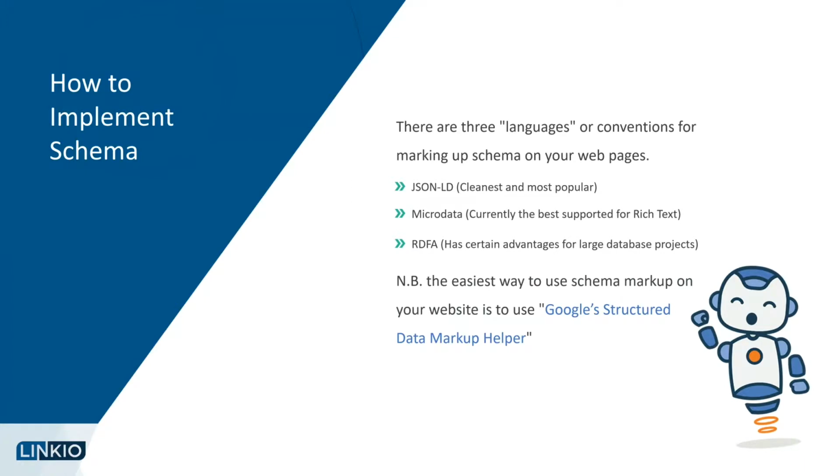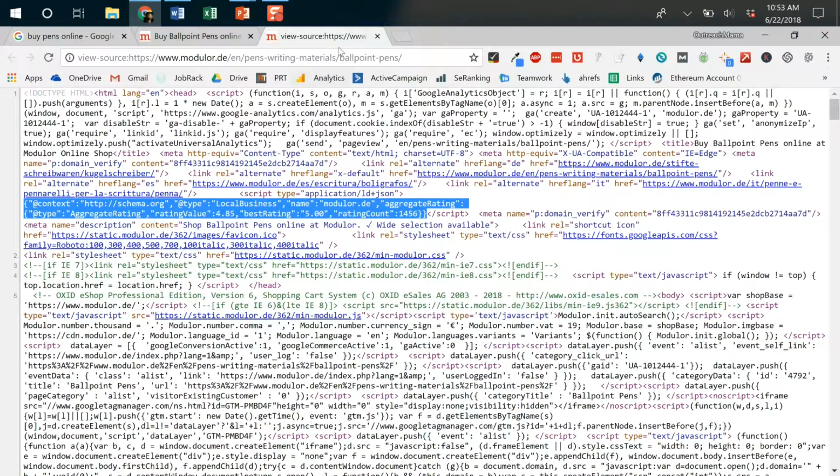So, keeping it very high level, there's different ways that you can apply schema, whether it's JSON or microdata, RDFa. You can paste it into the HTML. One simple way to do this is you can go to Google's structured data markup helper. So let's just Google that real quick.